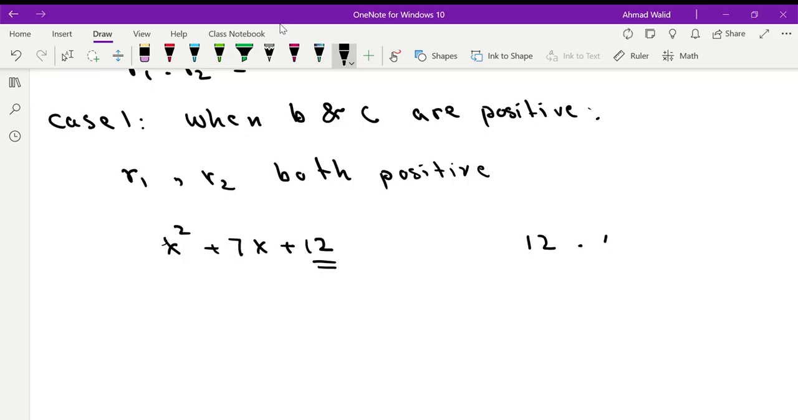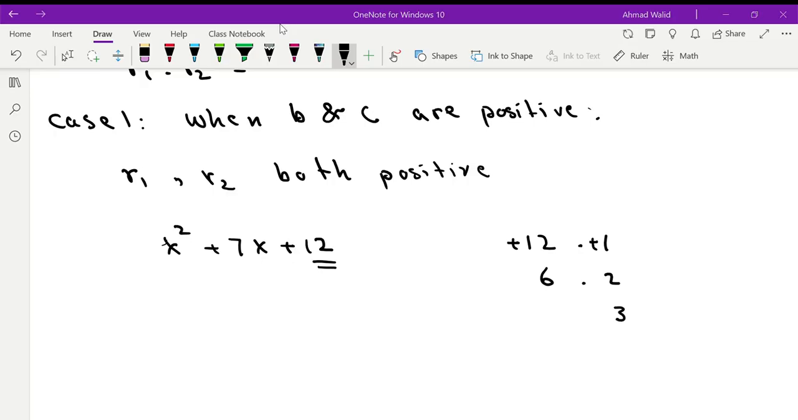12 times 1 gives me 12. And you see, I choose both of them positive. Even let me put here the sign. Usually we don't write the sign. What other two numbers? 2 times 6 gives me also 12.